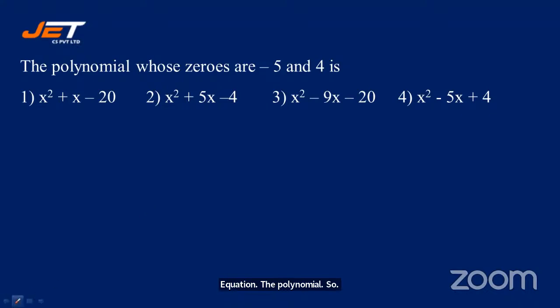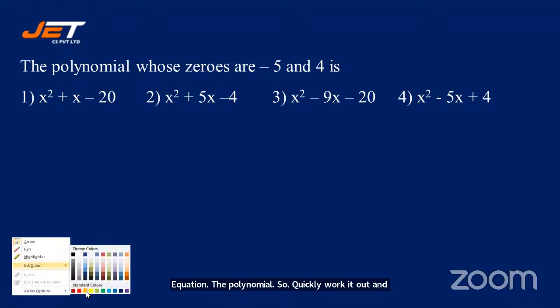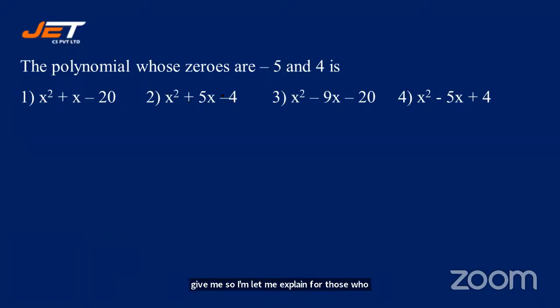Let me explain for those who are on the verge of still understanding. Minus 5, you can take it as alpha. 4, you can take it as beta. So now find out what is alpha plus beta. Find out what is alpha beta. Then put it in the quadratic polynomial. Then you'll get the answer. I'm sure it requires 35-40 seconds to work it out very quickly. But please do it and give me the answer.